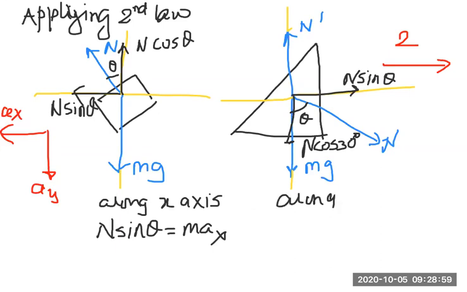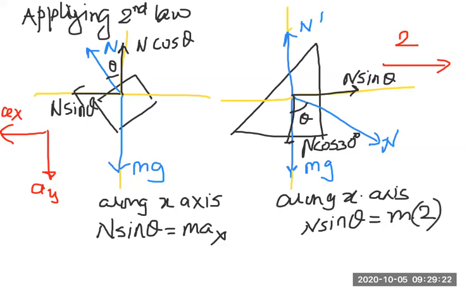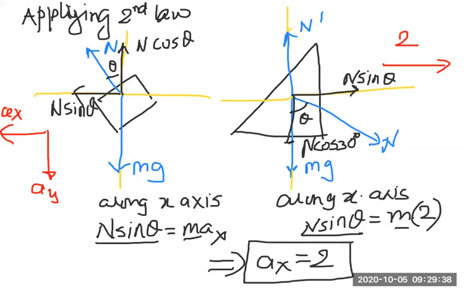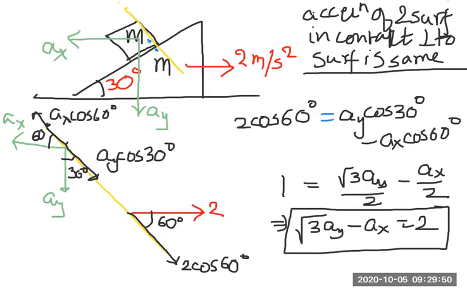And here, along x-axis, I will write the equation n sin theta is equal to ma, and 2 into m into a. But this n sin theta and this n sin theta are equal, and this m and this m are equal. This means that ax must be equal to 2. Now I already know that. No, it is the same, Vishwajeet, I wrote m and m as the mass of both.